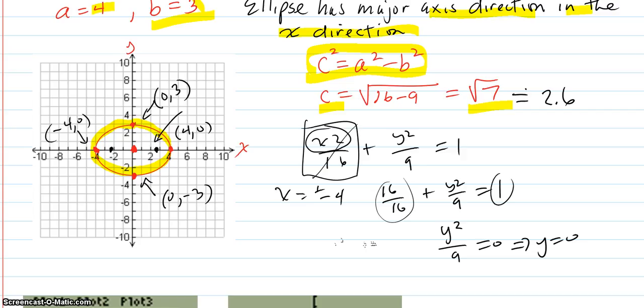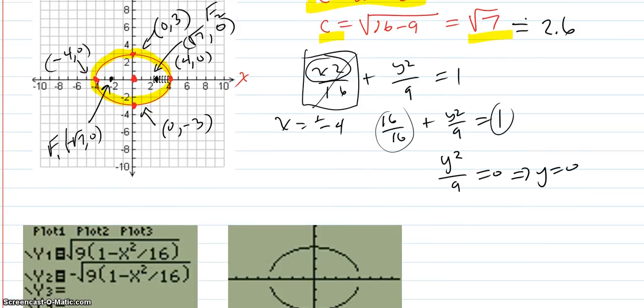This one is at square root of 7 comma 0, and this one is at negative square root of 7, 0. That's focus 1, this one's focus 2. So there's all the labeled points.